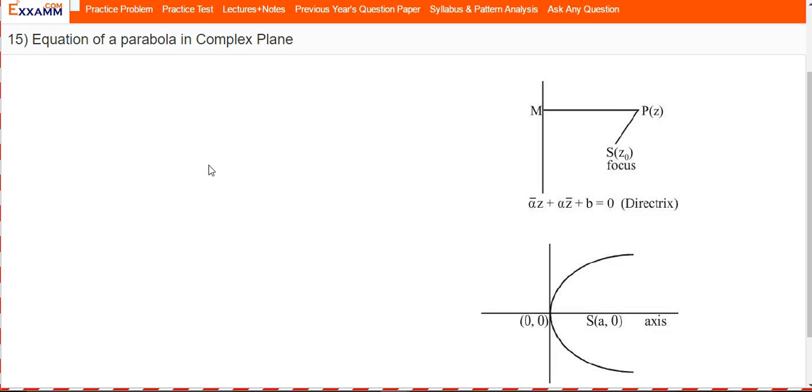Now our next topic is the equation of a parabola in the complex plane. We have already covered more than 1.10 hours in this lecture, so you may be feeling exhausted and may feel that this is not an important topic and I am telling you all these things for the sake of completion. No, it is absolutely not that.